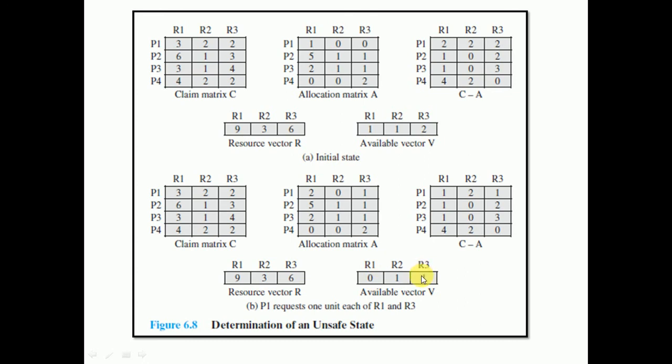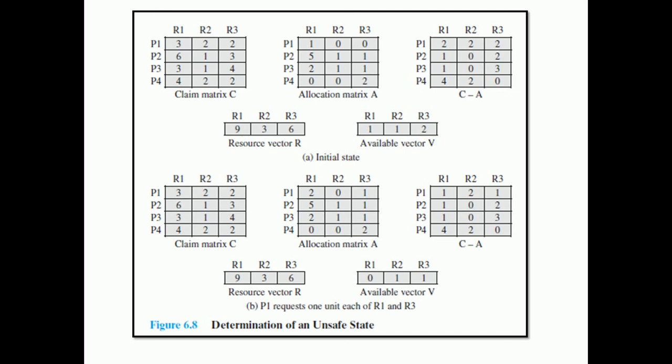Already two resources are allocated: one instance of R3 is already allocated to process P2, and another instance is also requested by process P2. Yes, two are available, so we are going to allocate one to the process.